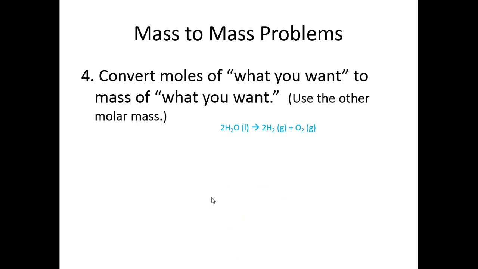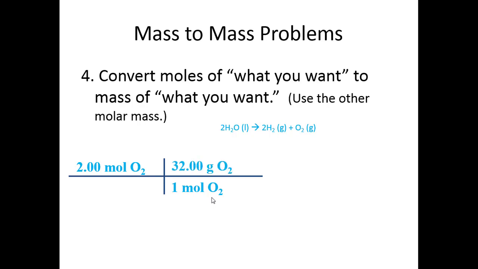Here's our equation again. And here's what we had from our previous step. 2.00 moles of O2. We'll cancel that with 1 mole of O2. And then how many grams are in a mole of oxygen? O2 means take 16 times 2, so that's 32.00 grams for the other molar mass. This time we just need to multiply, check your sig figs, you should keep 3. 64.0 grams of O2.